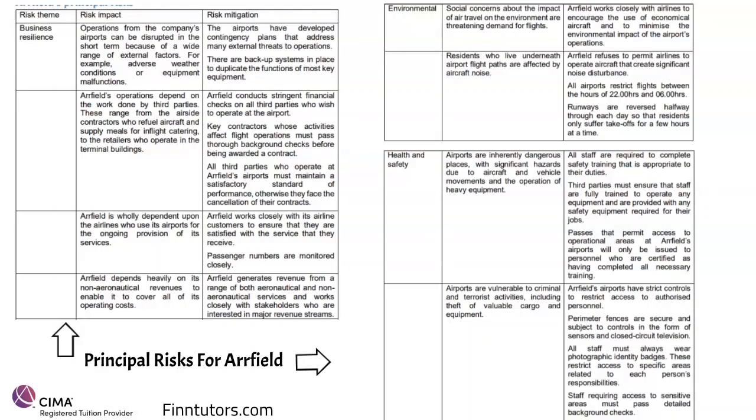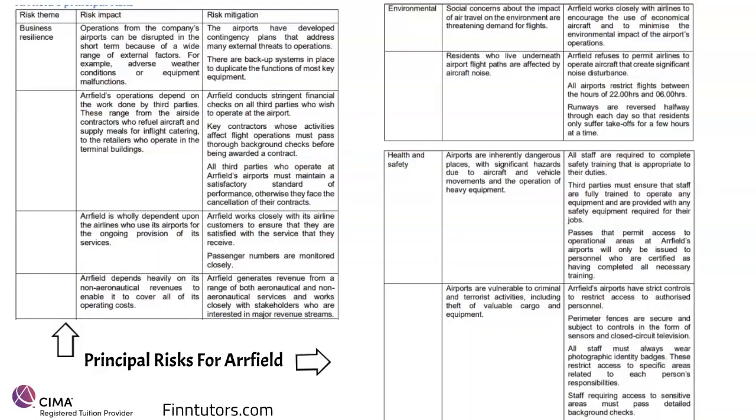Next, airports are vulnerable to criminal and terrorist activities. So, for this reason, Arrfield's airports have strict controls to let only authorized personnel in. There are strong perimeter fences. All staff must always wear photographic identity badges to be able to identify them. Staff requiring access to sensitive areas always have to pass background checks. So these are the principal risks, and they have identified these main three categories of risks as principal for Arrfield.